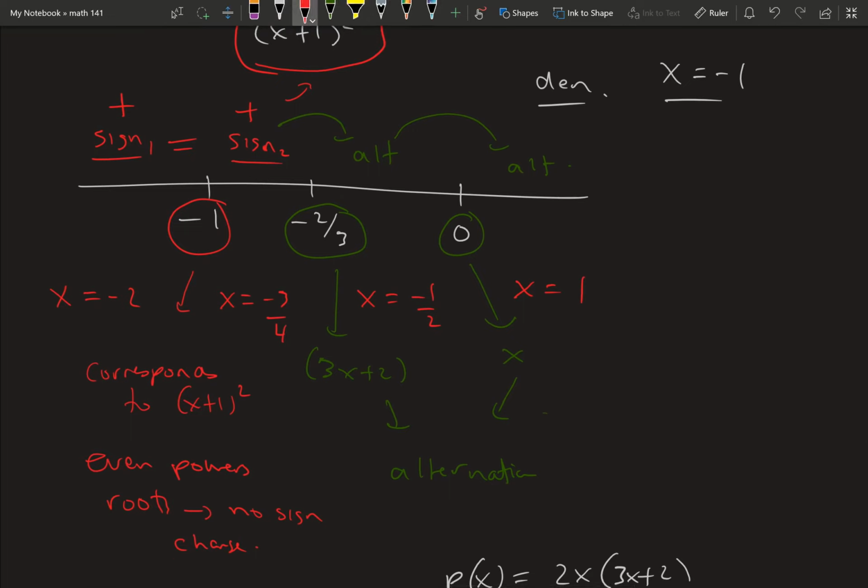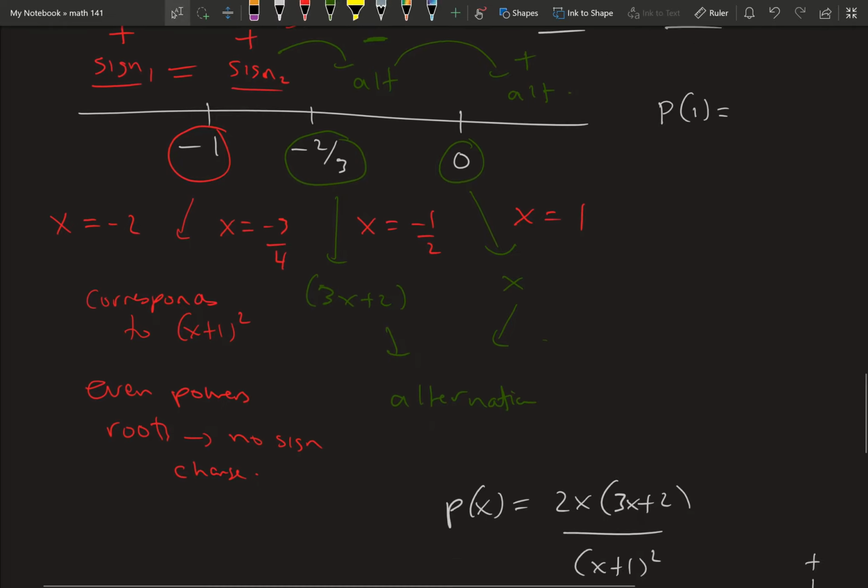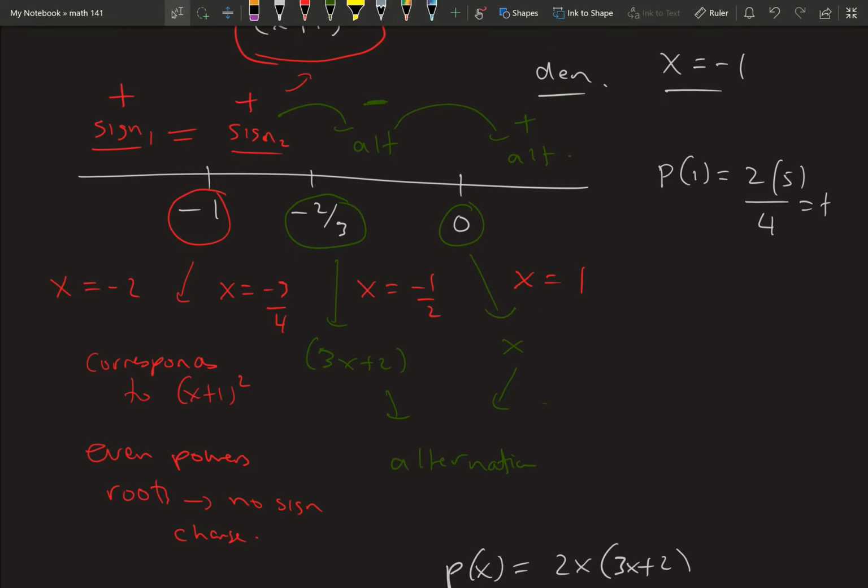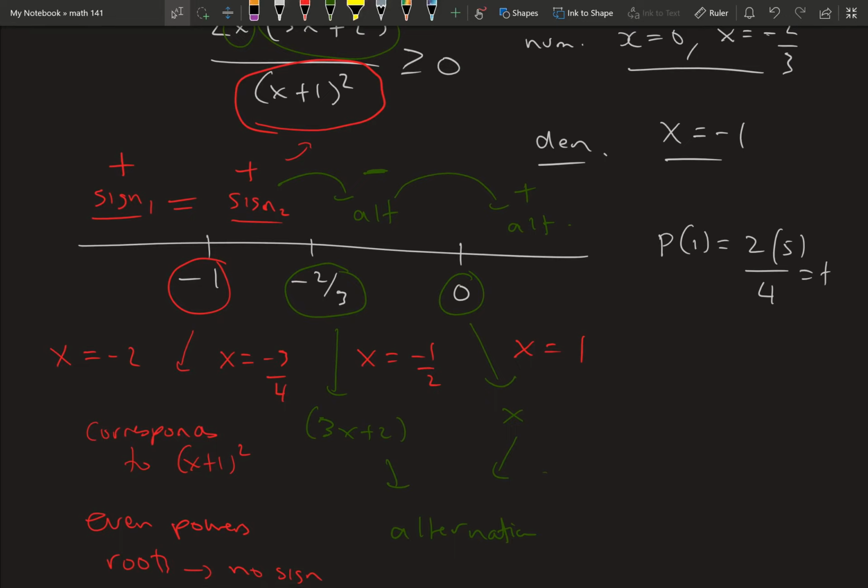And that corresponds to alternating from positive. We're going to get a negative here, and we're going to get overall a positive here. So let's just check that last piece, that p of 1 is actually positive. Well, what is it going to be? It's going to be 2 times 5 divided by 4, which is a positive number. So indeed, it did follow our pattern. So we have positive, positive, negative, positive.